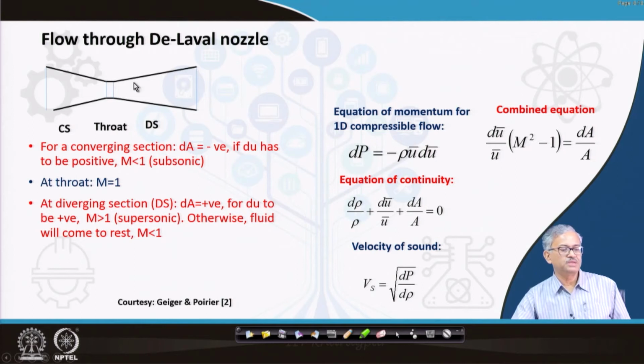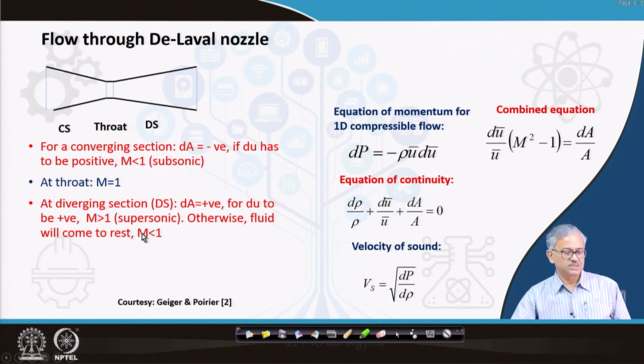In the diverging section, obviously dA is positive, because A2 is greater than A1. So, here dA is positive, and if you want to make du positive, then M squared minus 1 has to be positive. If M squared minus 1 is greater than 0, so M is greater than 1. So, in this case, it becomes supersonic. M is greater than 1, it becomes a supersonic jet. So, we want to accelerate it, that is why. Otherwise, the fluid will come to rest.